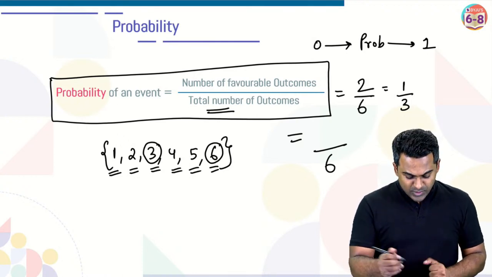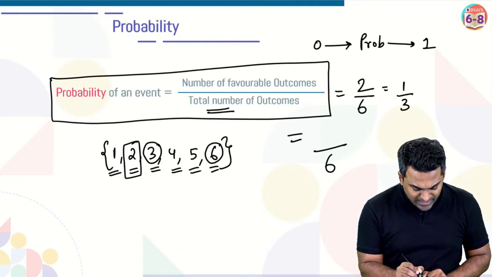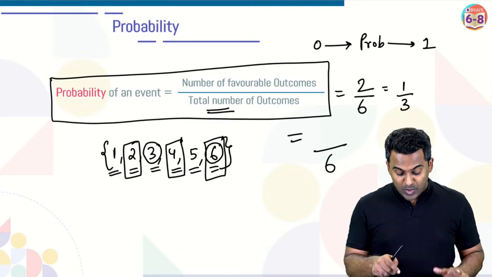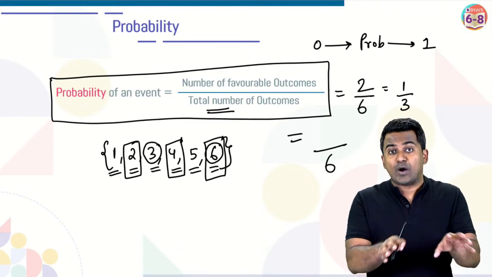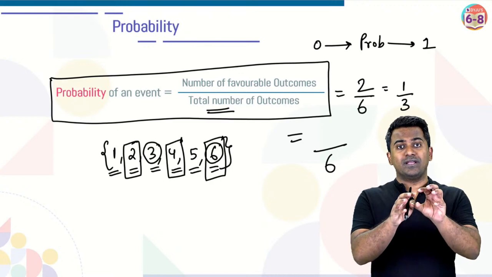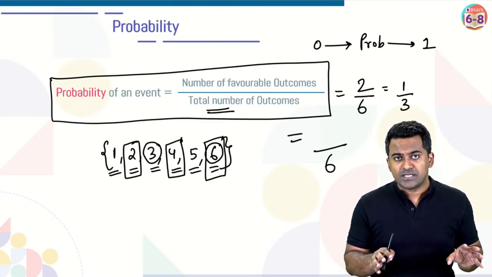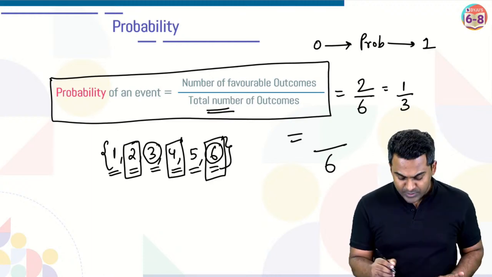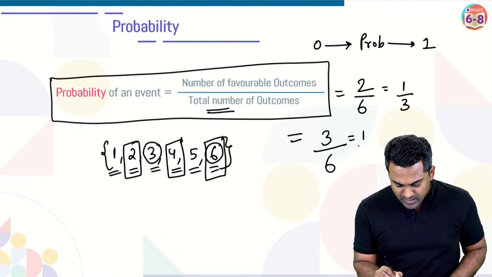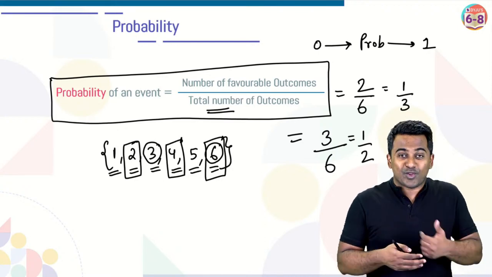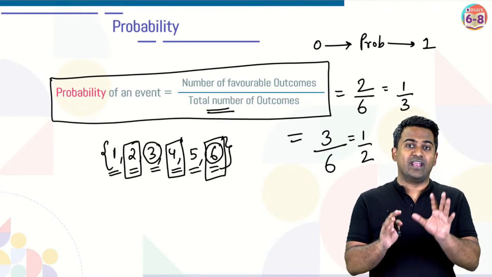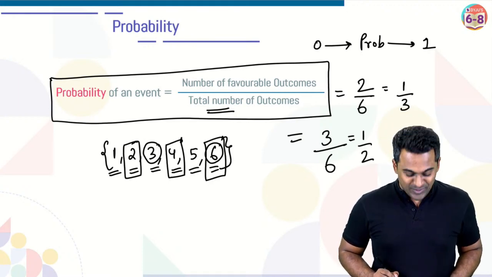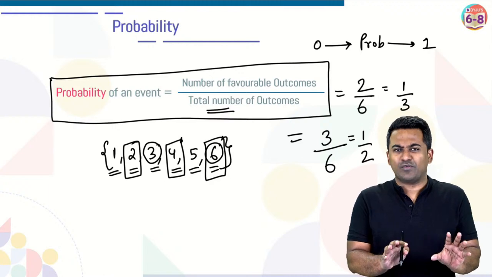Okay. So how many even numbers are there? 2 is an even number. 4 is an even number. 6 is another even number. So out of these 6 possible outcomes, 3 possibilities connect to an even number. So 3 out of 6, which is 1 by 2. So you can say that when you're throwing a dice, there is a 50% chance that you get an even number. Okay, Shruti says she's the first one to answer this. So have you understood the basic definition of probability?